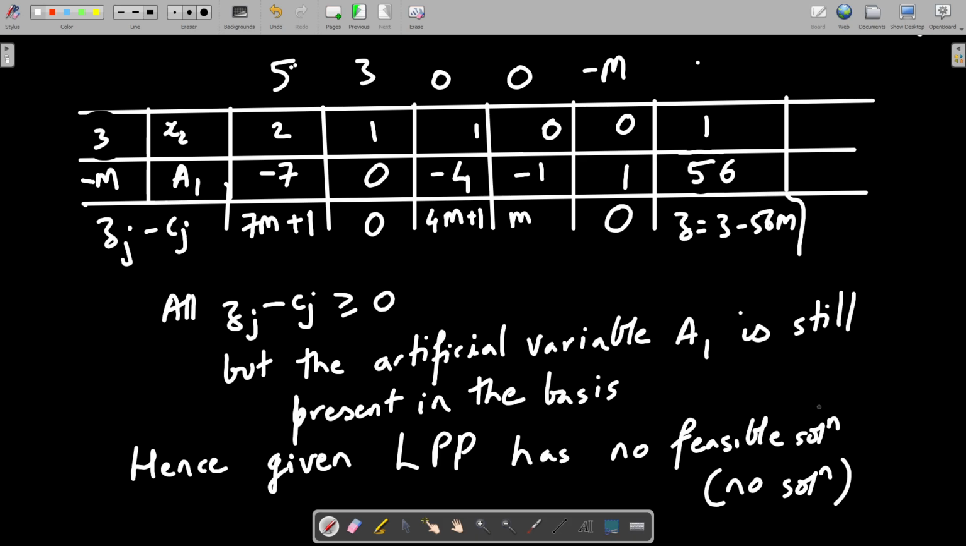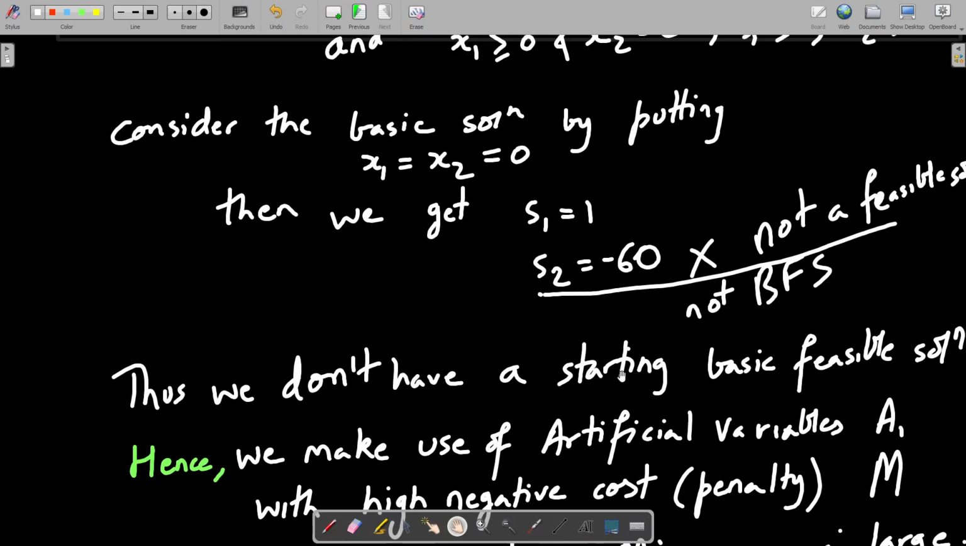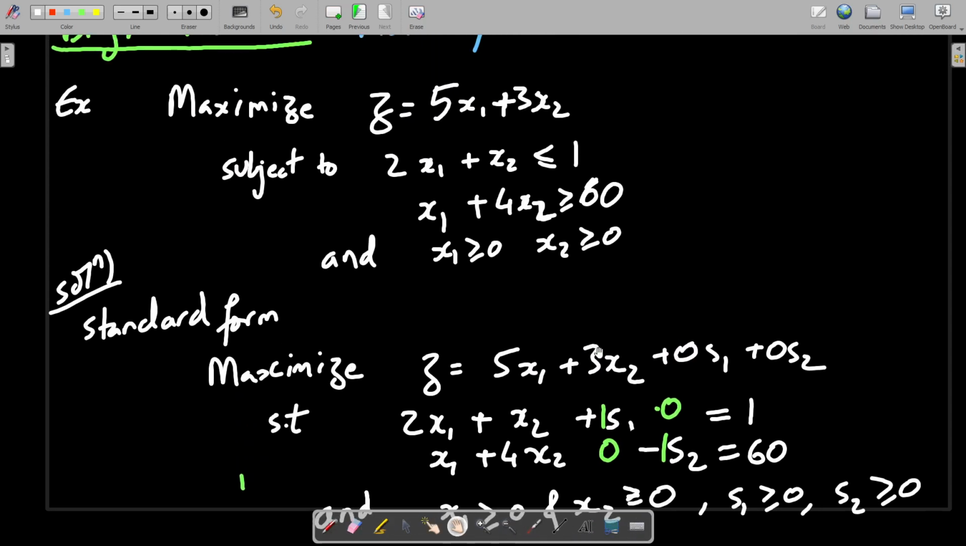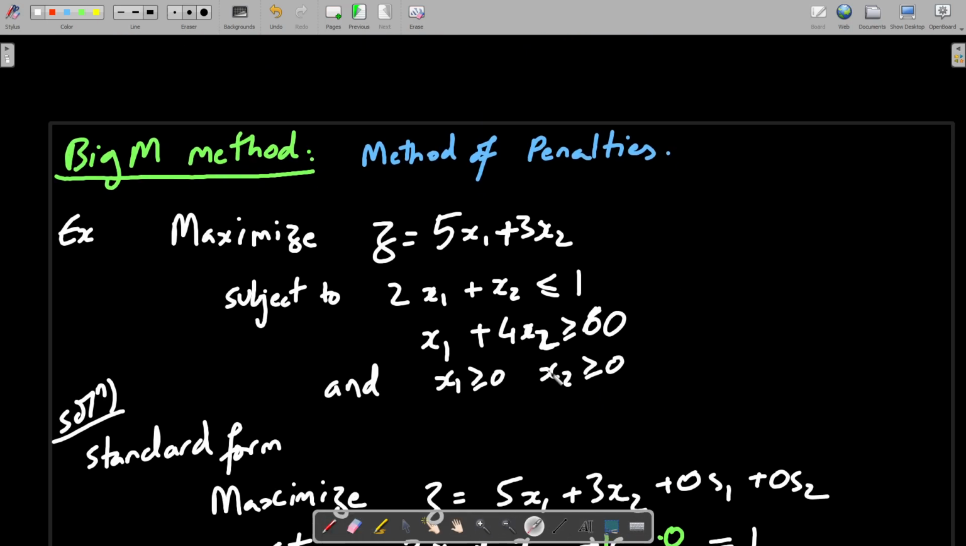Actually the question was very weird enough, you all could have realized it from there only. What is the question over there? Just see. Look at the question here. In this question you are being asked that 2x1 plus x2 should be less than or equal to 1. But they are also telling you that x1 plus 4x2 should be greater than 60. Can that happen actually? No, right? You technically cannot find x1 and x2 such that this will be true.